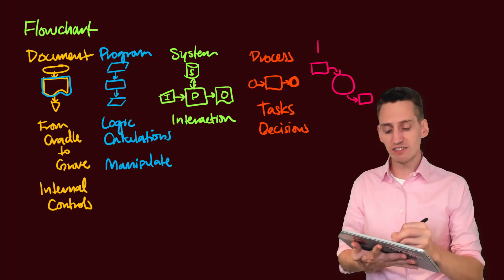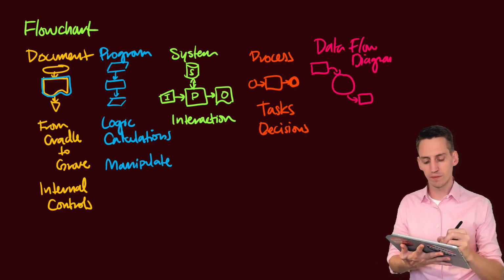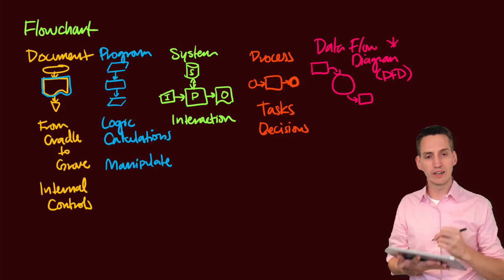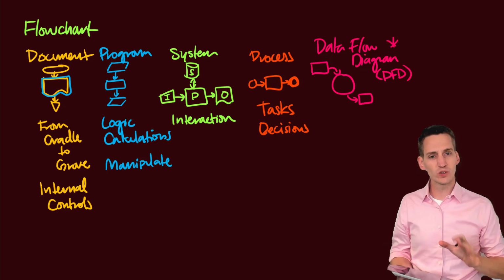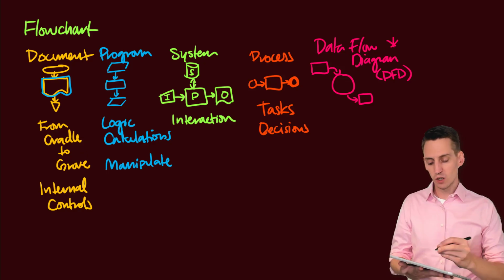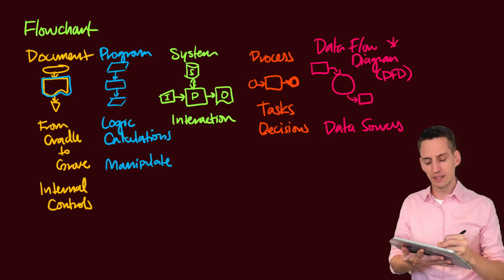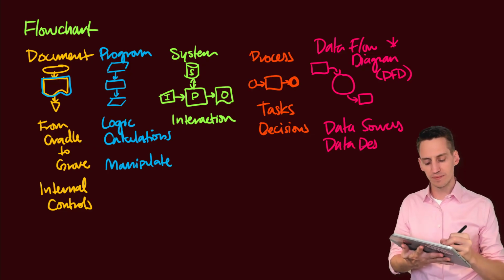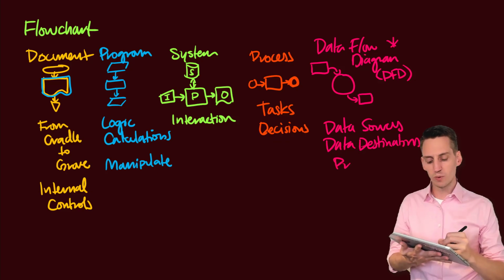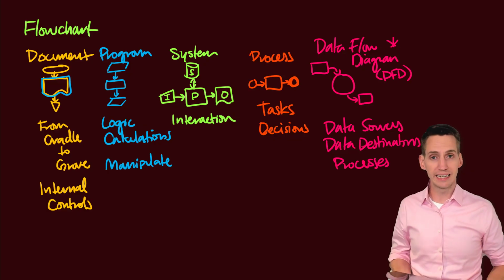And then finally, we have something called a data flow diagram, or a DFD for short. Data flow diagrams are kind of important. They're a little bit tricky to understand because they have different levels of detail depending on how much you want to understand about the system. We use this to identify data sources, data destinations, and processes that capture, store, and manipulate that data.